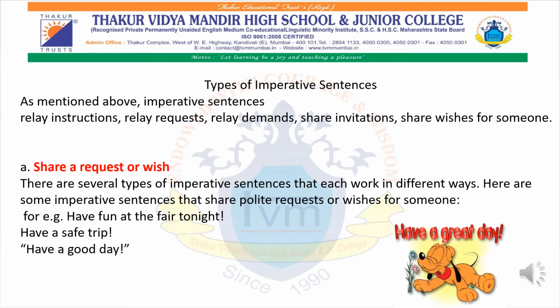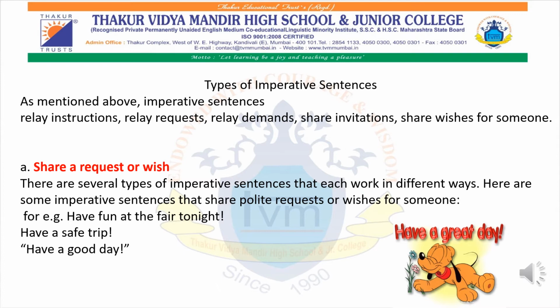As I mentioned earlier, imperative sentences give you a command, an instruction, a demand, a wish, advice. So, there are a few types of imperatives. Imperative sentences rely on instructions, requests, demands, and share invitations, wishes, and advice for someone. That is the job of an imperative sentence. The first one is sharing a request or wish. There are several types of imperative sentences that each work in a different way. Here are some imperative sentences that share polite requests or wishes for someone. For example, have fun at the fair tonight! Have a safe trip! Have a good day!